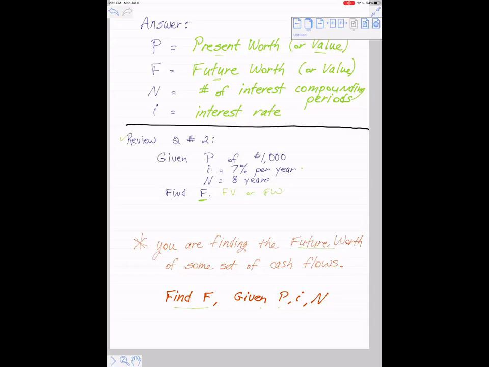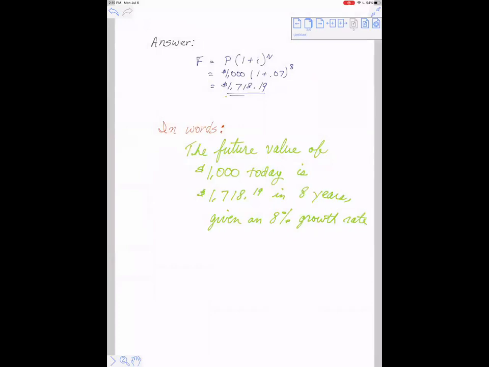Here's the answer. The answer is $1,718.19. Here's the formula that you should have used. F, future value, equals P, present value, times 1 plus I, the interest rate, raised to the n power, number of years. 1,000 times 1.07 raised to the 8th exponent equals 1,718 and 19 cents.